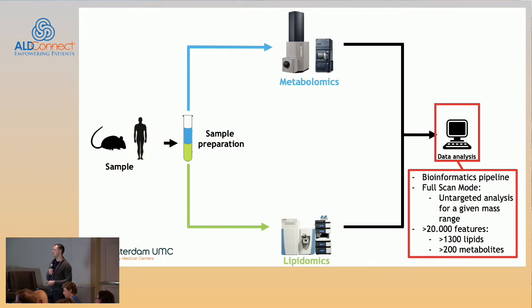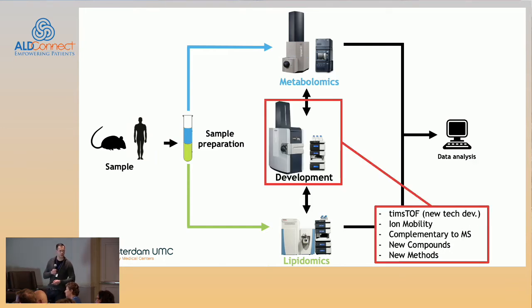Now we also develop new technology, and this is the machine that we use for this. This is called a timsTOF, and this machine combines different separation mechanisms. It does mass spectrometry, so it determines the mass of molecules, but it also does ion mobility, which is a technique that is very complementary to MS, and we use this to identify new compounds and also to develop new methods to analyze those compounds. There's a constant feedback loop between this development unit and our existing platforms.